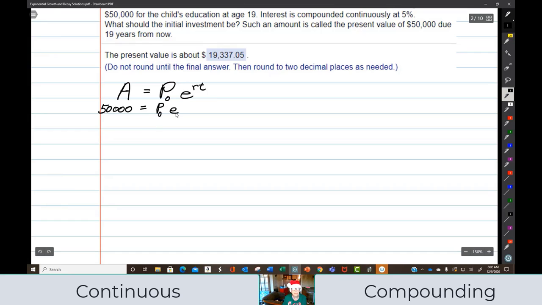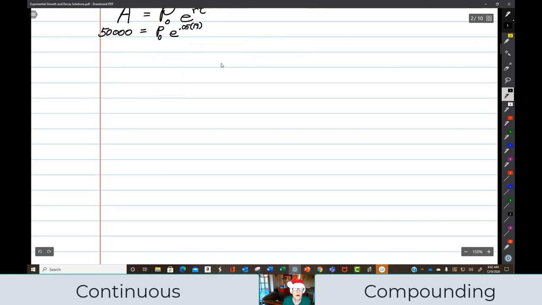Now P naught is multiplied by e to the rt. Now 5% equals 5.0 with the decimal point moved two places to the left. So that will be 0.05 times 19 years. Okay. Now, I'm going to do the following thing. I don't want to take the ln of both sides, not with that P naught stuck in the middle. So I am going to solve for P naught first.